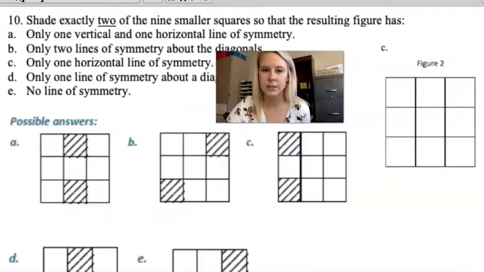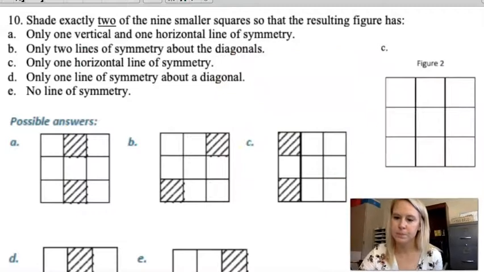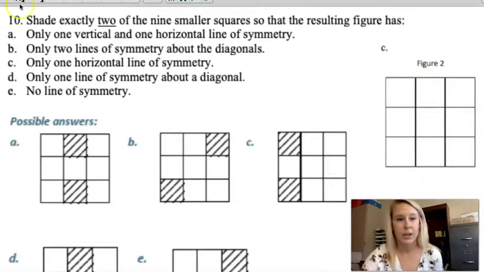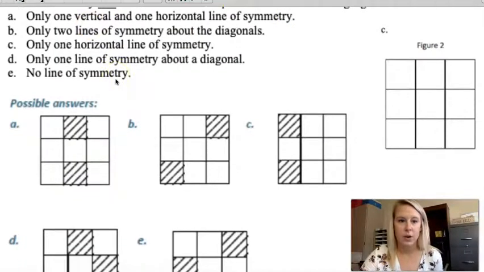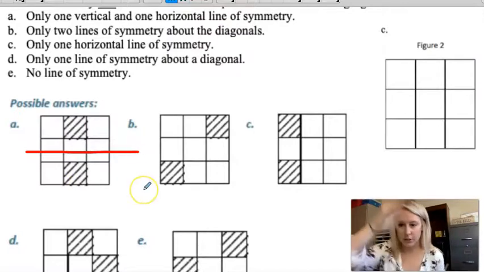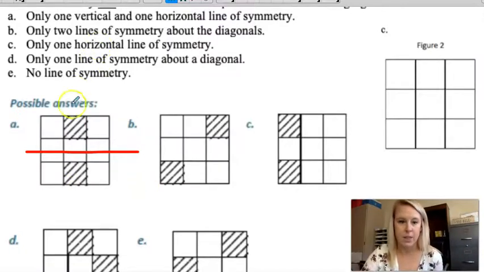Last but not least, kind of like a puzzle. So these are only some answers. It wanted you to shade 2 of the 9 squares so that the following is true. So on A it said you want 1 vertical and 1 horizontal line of symmetry. So if I shade these 2 middle ones, I have a horizontal line of symmetry, same on top and bottom, and I have a vertical line of symmetry, same on left and right.